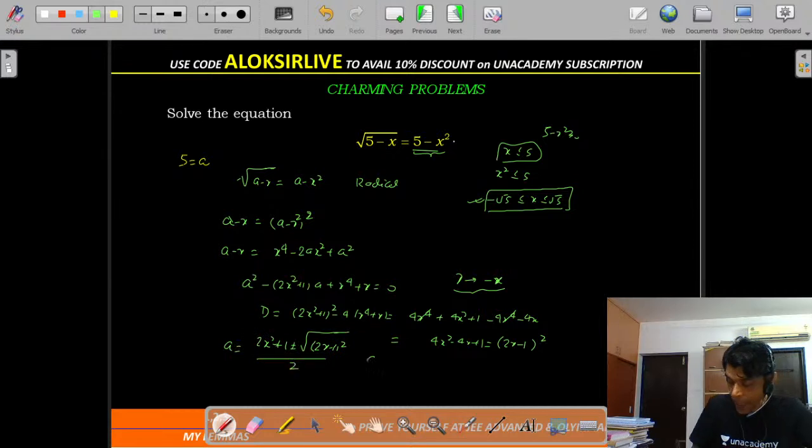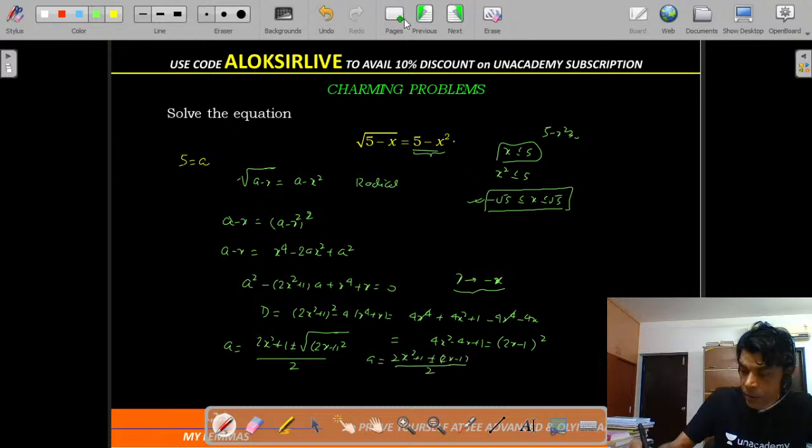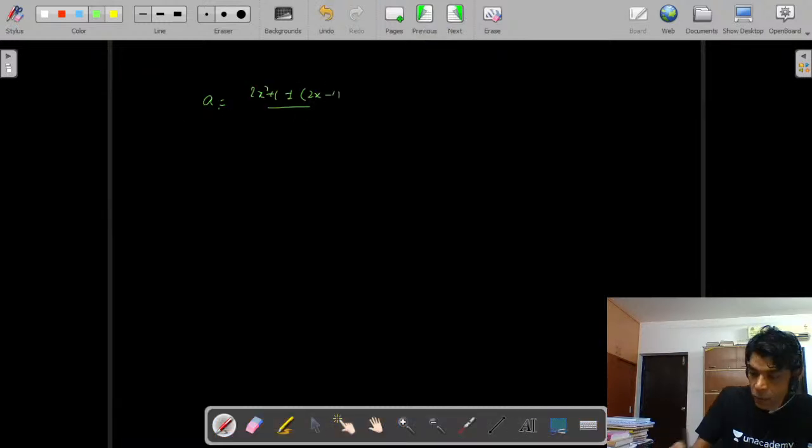So I get here a is (2x² + 1 ± (2x − 1))/2. So if you take the plus sign, let me write on the next page. So I get a equals (2x² + 1 ± (2x − 1))/2, and don't forget a was 5.